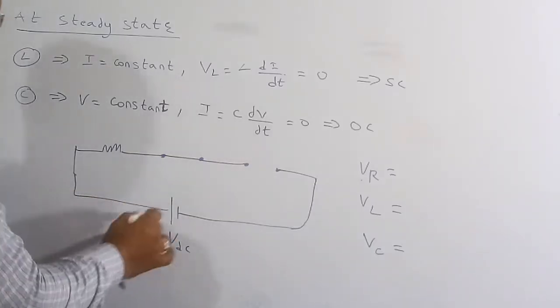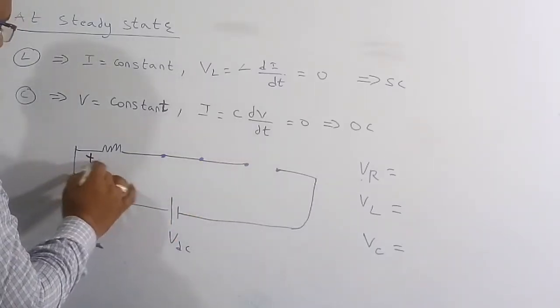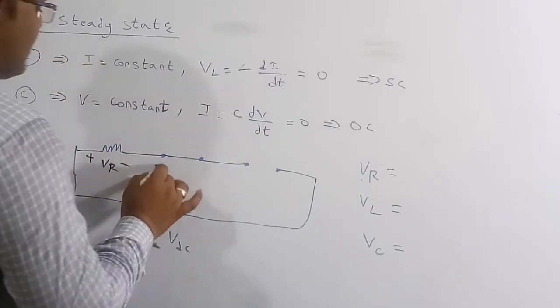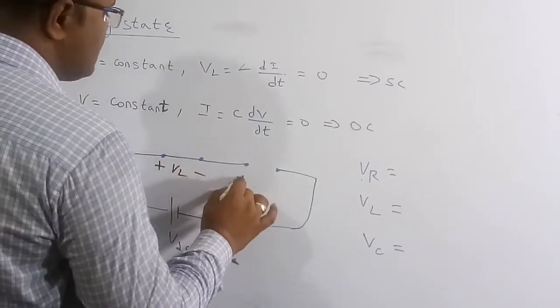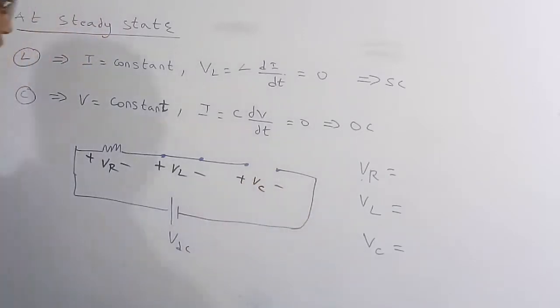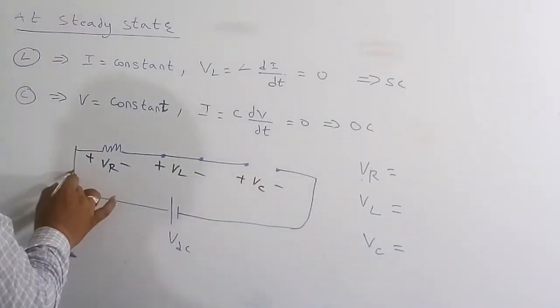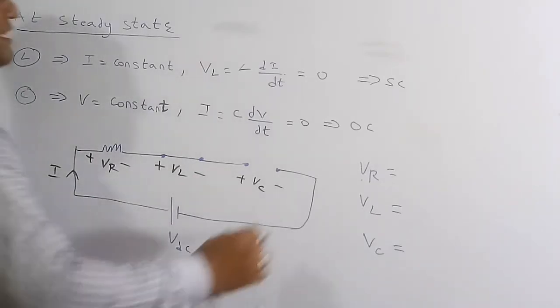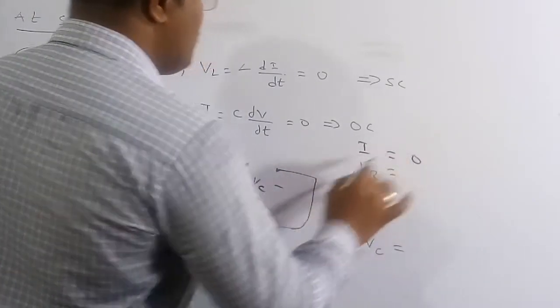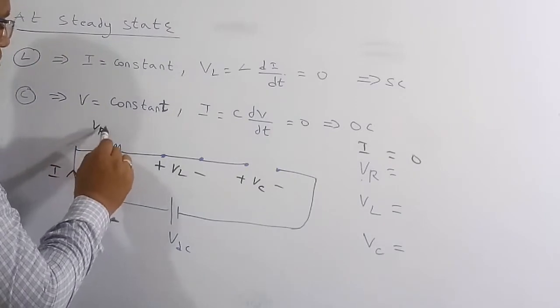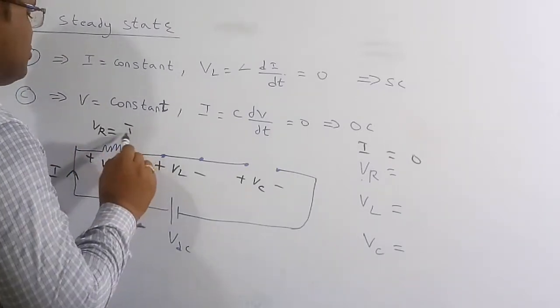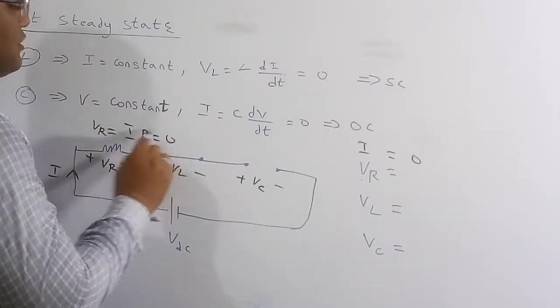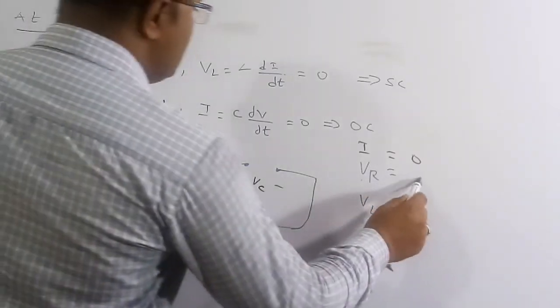If you analyze this circuit, let me assume this is the voltage across the resistor, this is the voltage across the inductor, and this is the voltage across the capacitor. At steady state conditions, this is the current in the circuit. As it is an open circuit, the current in the circuit will be 0. So the voltage across the resistor, which is I into R, as I is 0, is also equal to 0 volt.